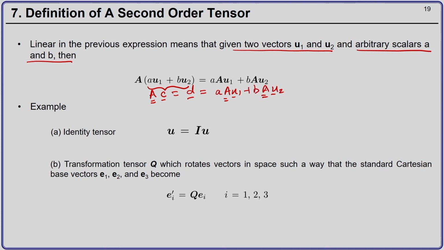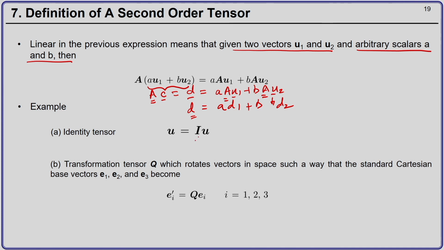So, when the second order tensor A maps the vector u1, let us say that vector is d1, and when tensor A maps u2, let us say we get vector d2. So, d will be equal to a times d1 plus b times d2. If this property holds, then the mapping is called a linear mapping. Some examples of second order tensor are the identity tensor.